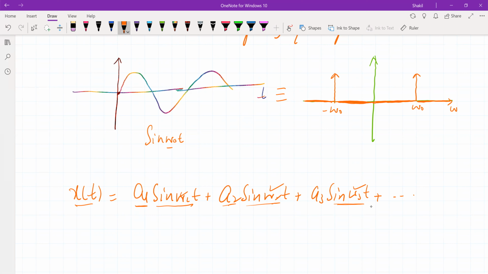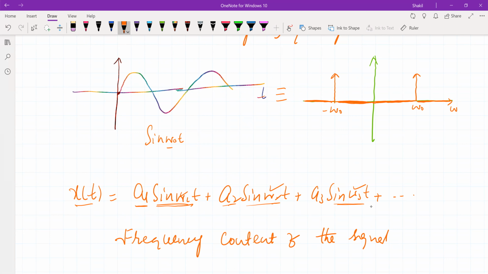In other words, when we express x of t as a weighted sum of these sinusoids, this indirectly informs us which frequencies are present in the signal. So this gives us the frequency domain information of the signal, the frequency content of the signal. Why? Because this sine wave is a signal of single frequency omega 1. So if a1 is non-zero, that means omega 1 is present. Same way, if a2 is non-zero, omega 2 is present, and if a3 is non-zero, omega 3 is present.